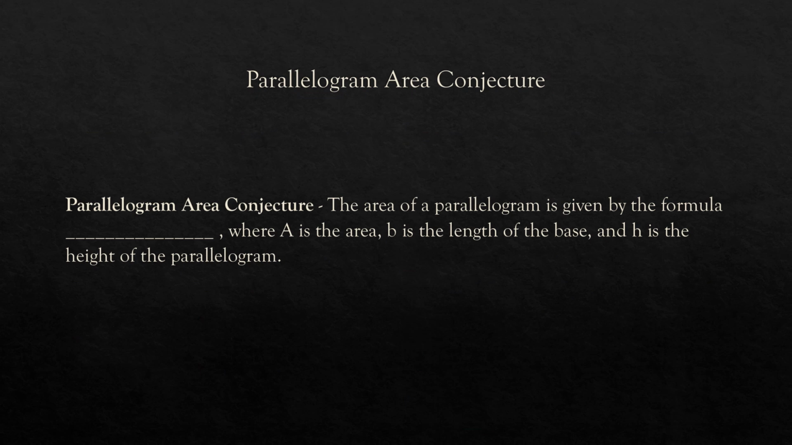So the area of a parallelogram is given by the formula A equals base times height. It's the same as a rectangle. A is the area, B is the length of the base, and H is the height of the parallelogram. As long as you remember that the H is the height of the parallelogram and not the length of that outside side. You want the height to be perpendicular to the base.